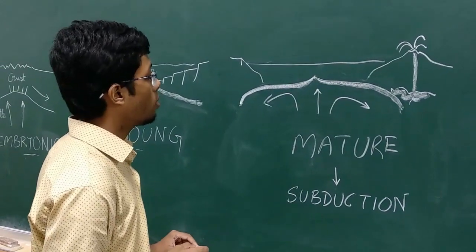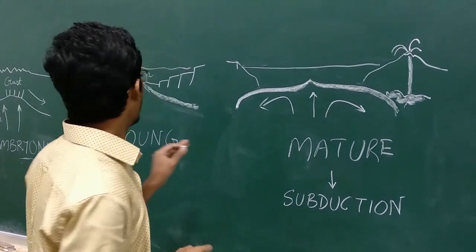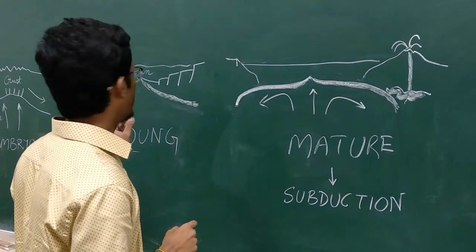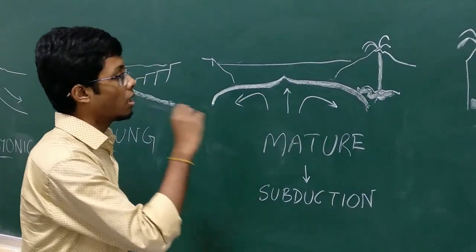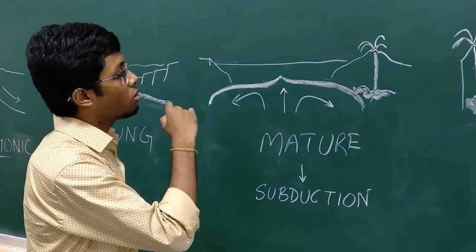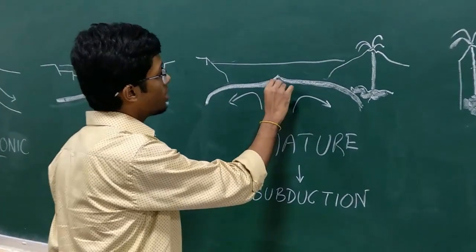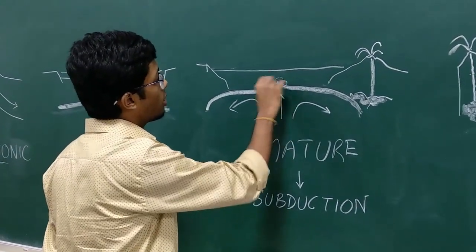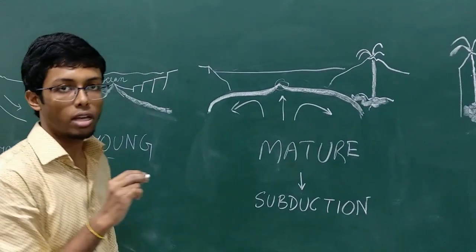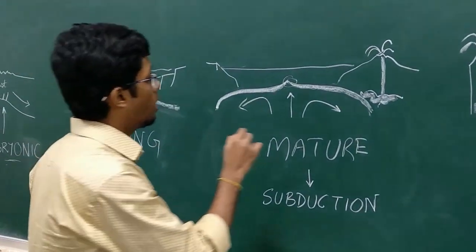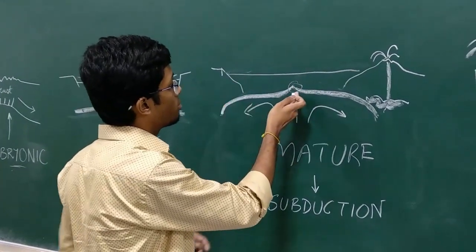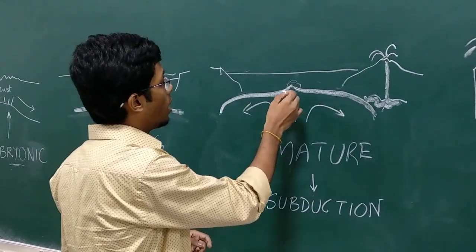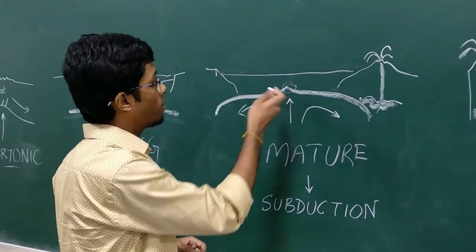So, the mature stage. Initially, we had a parallel-sided narrow ocean. Now, gradually, the ocean basin starts to widen, and it develops into a major ocean. This spot is the region of intense volcanic activity, because hot magma rises up from here, and as it spreads out from here, it forms the new oceanic crust. This is also called the oceanic basalt.